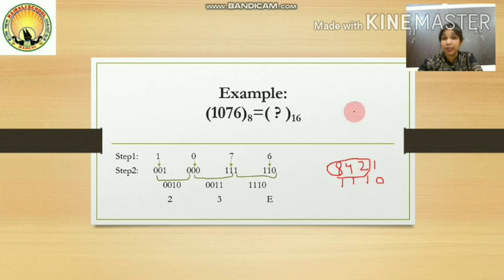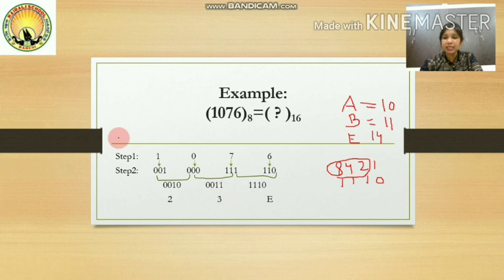It will be 14. We know that A is equal to 10 in hexadecimal. Then B is equivalent to 11, and so on. When you reach F, F is 15, and E is equivalent to what? 14. So for the value 14 we will put E. Same way, these bits can also be converted.